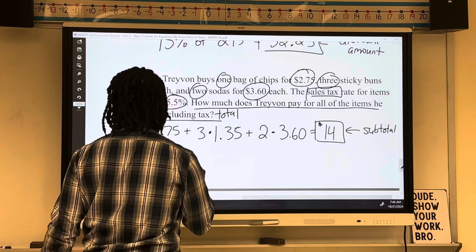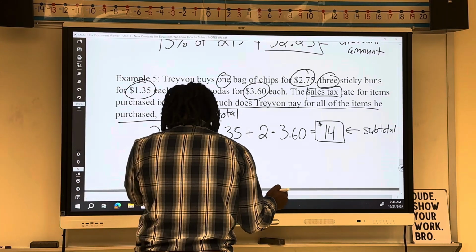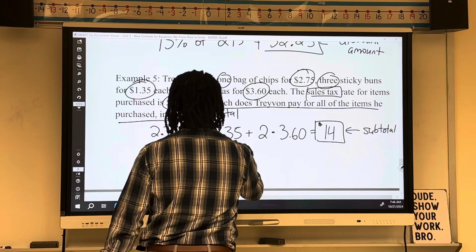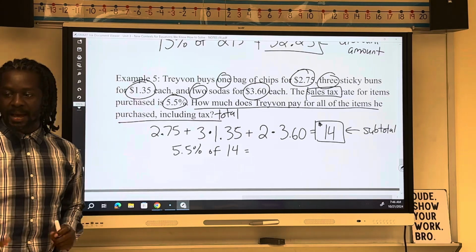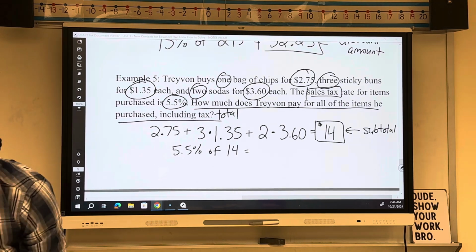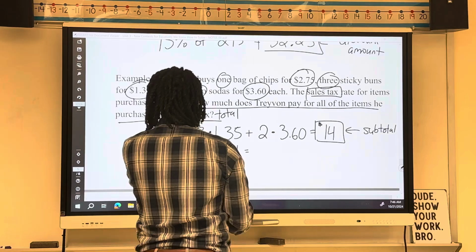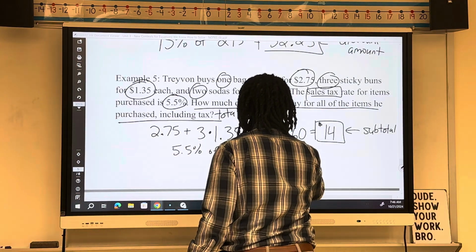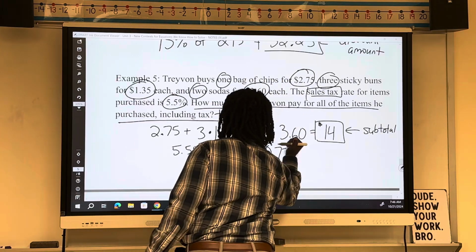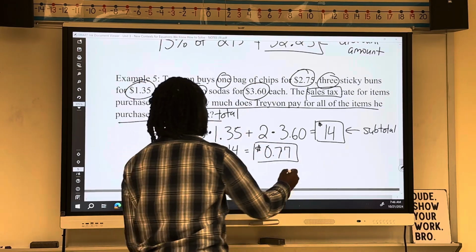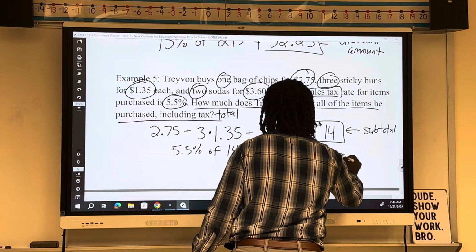And so now I gotta figure out, okay, what is 5.5% of $14, okay? And so I calculated that incorrectly on my calculator, so let me do that again. So 5.5% of 14 is gonna give me 77 cents. So I got 77 cents, okay? And so this right here is the amount of the tax. This is the amount of the sales tax.